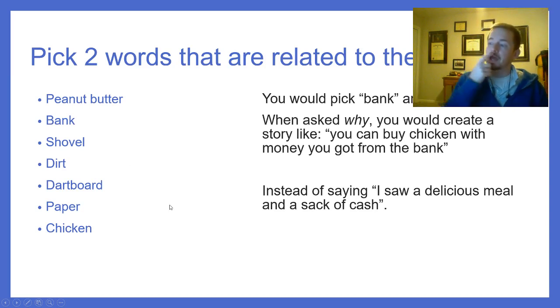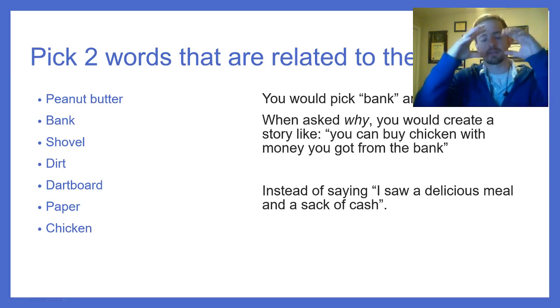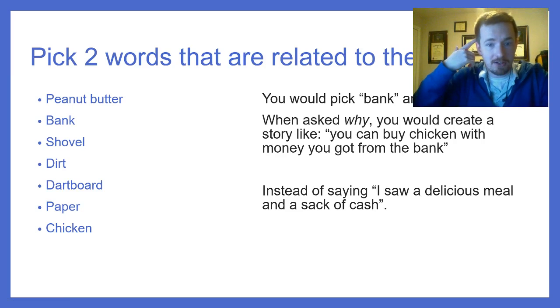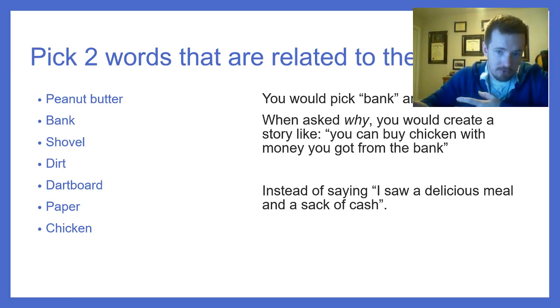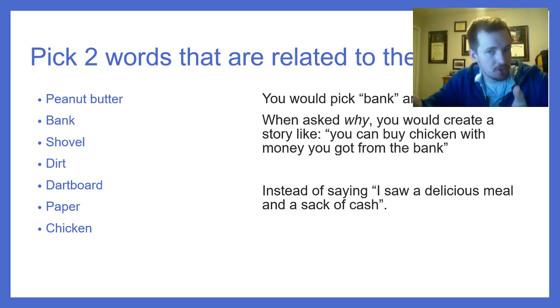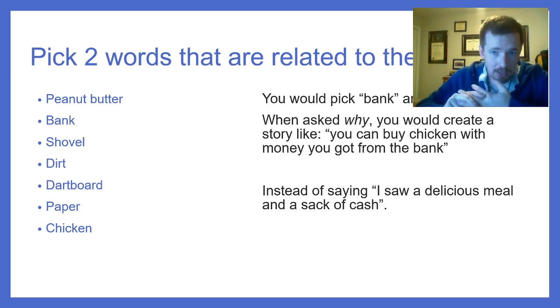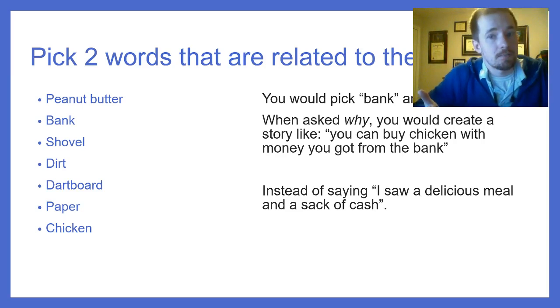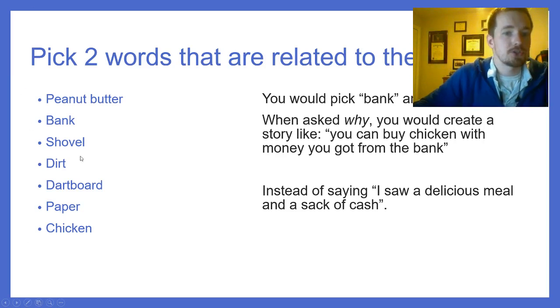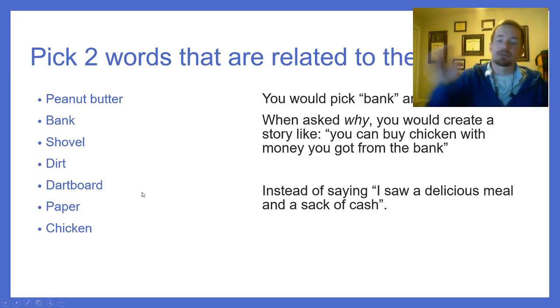And the reason for that is basically because the right hemisphere, that quote-unquote creative side, is going to create a story for us. It's going to create this narrative. And so it's going to give us a reason for why we chose that. So if you chose bank and chicken, and I said, why did you choose bank and chicken? You would say, well, because you can buy chicken with money that you have from the bank. Now remember, you wouldn't be able to tell me you saw a chicken, but those would be the two items that you chose here. And so basically really, really strange, right?